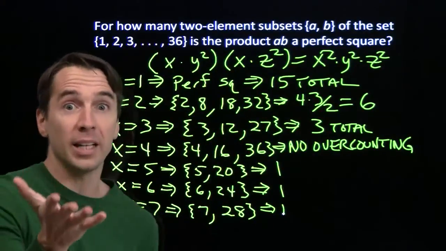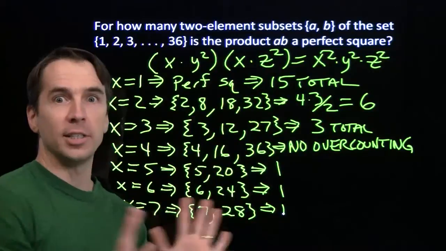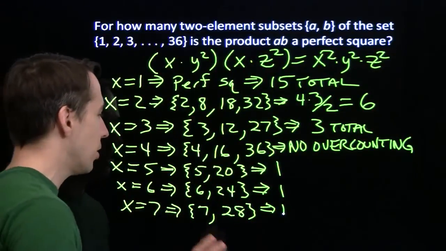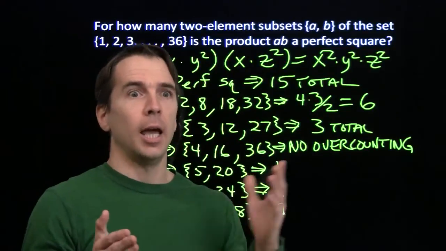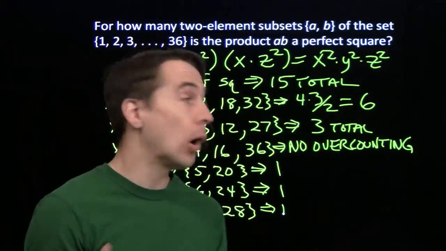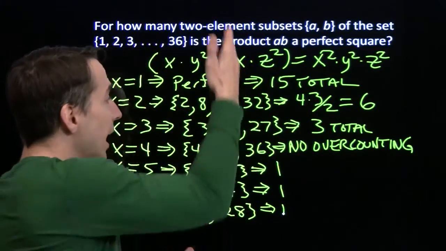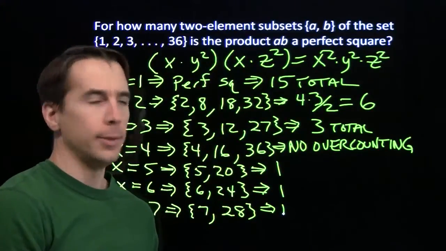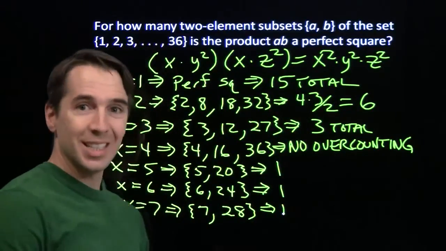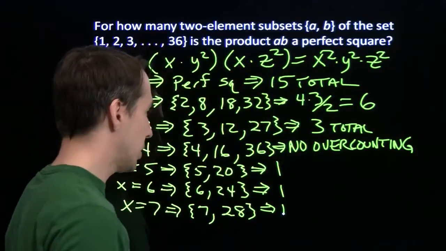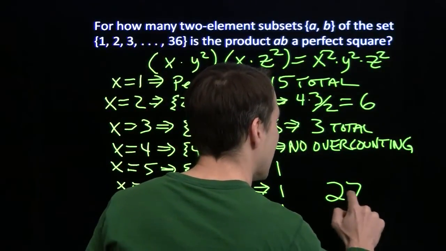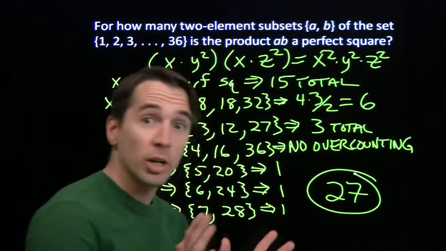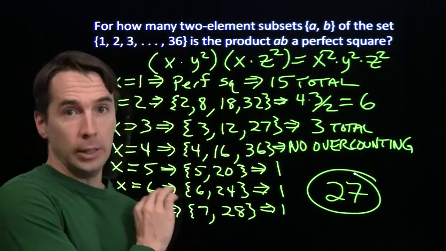X equals 9, well, that's a perfect square. You're going to have 9 and 36. We've already found 9 and 36. Already dealt with that. Then you get up to x equals 10. You have 10 and 40, and 40 is too high, so we aren't going to find any more. And now we just finally add them all up. 15 plus 6 is 21. 21 plus 3 is 24, 25, 26, 27 total. And our constructive counting has tackled a really hard problem.